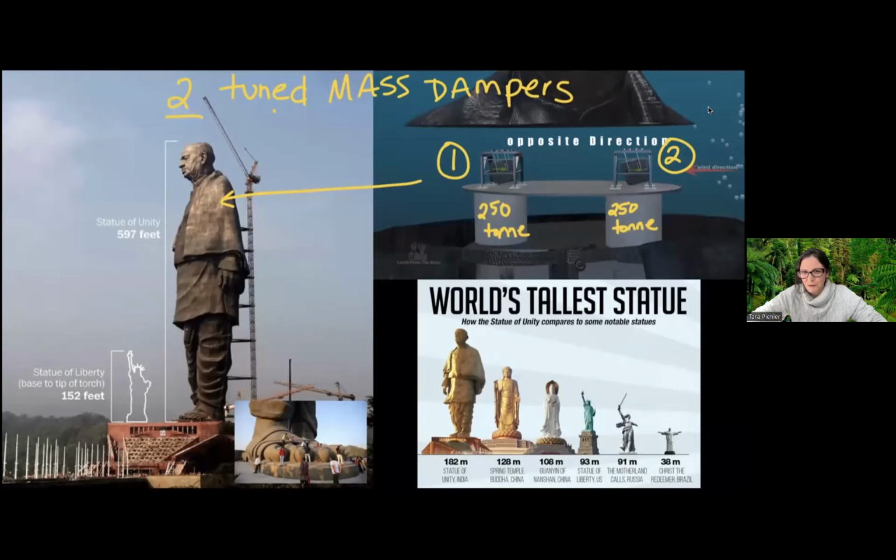You should definitely write this down and YouTube this. It's beautiful. It's called the Statue of Unity. To give you a scale, these are the people down here. That's his toe. It is gigantic. Here's a scale of the Statue of Liberty versus the Statue of Unity. It is gigantic.